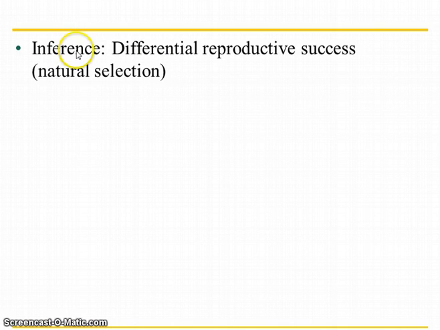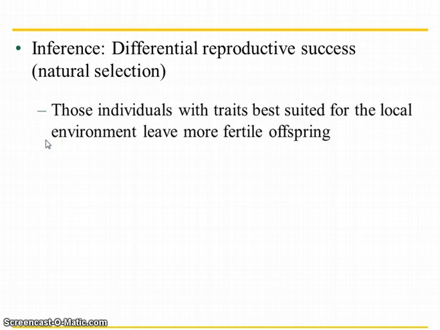Therefore, if you have too many individuals and you have variation in them, there's going to be a differential reproductive success. That's natural selection. Some individuals are going to pass on more genetics, are going to have better offspring, and those offspring are going to survive and create more offspring.